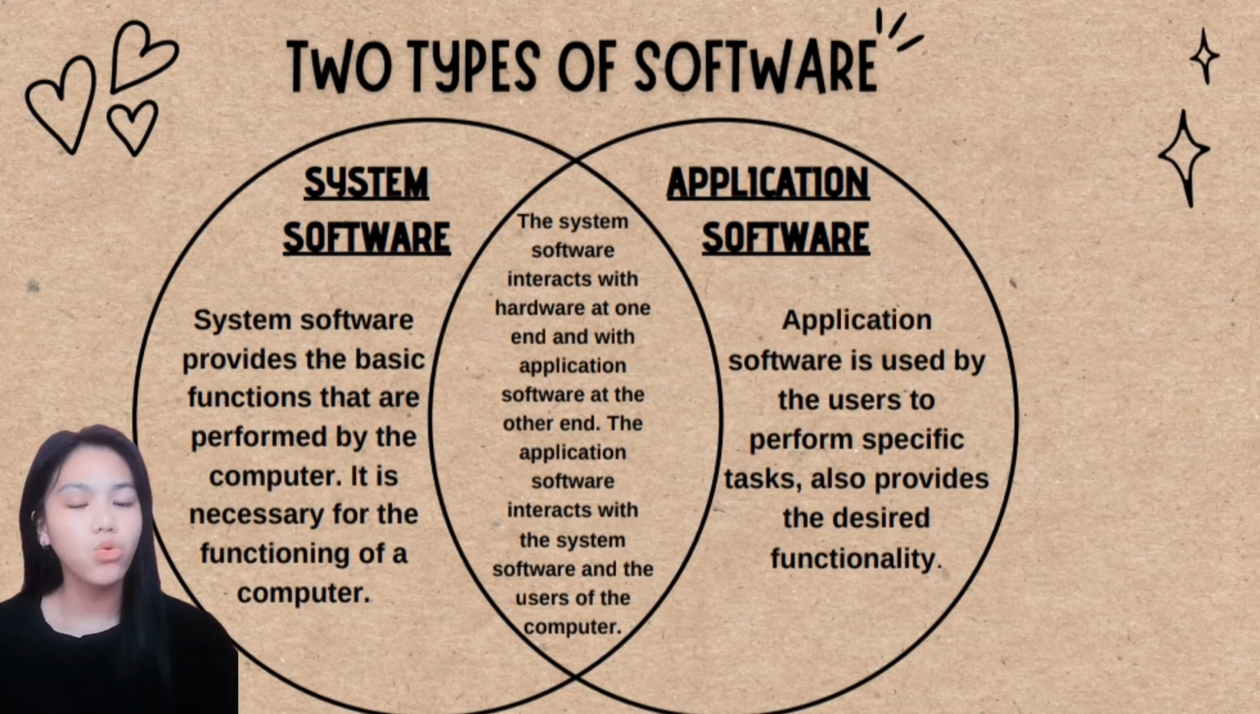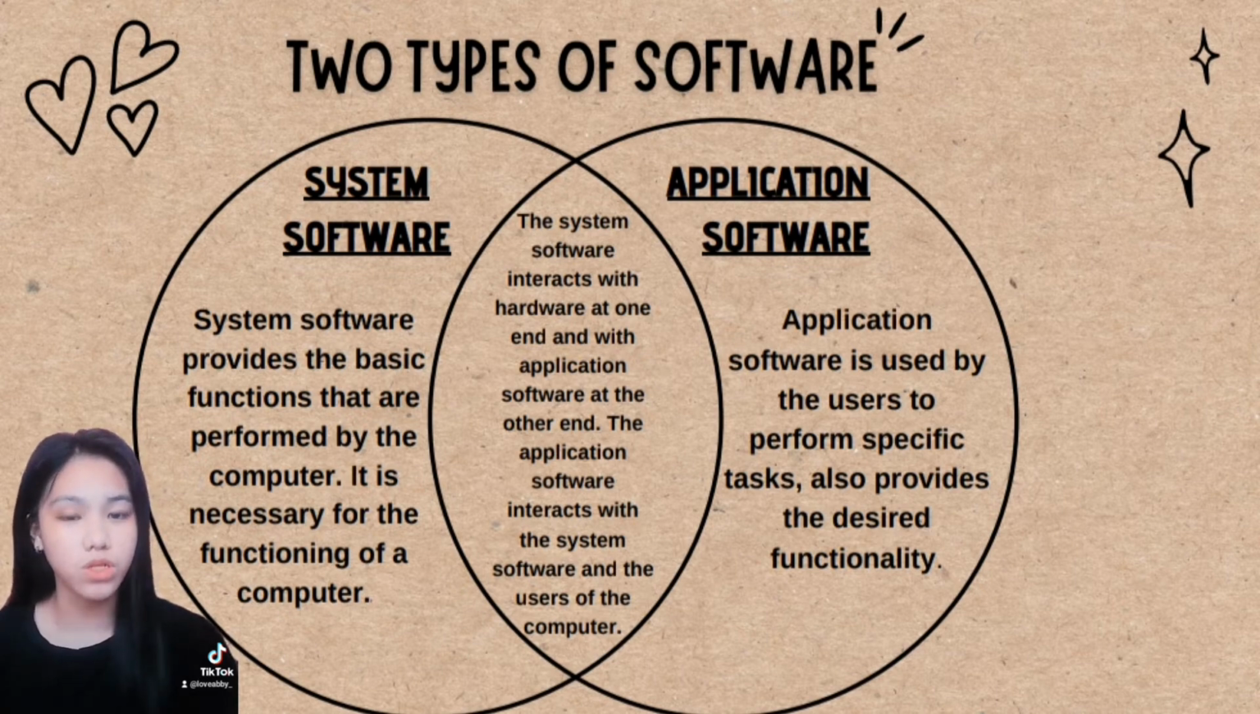Software types. Two main categories can be used to classify software. First is system software and the second one is application software. The fundamental operations carried out by the computer are provided by system software. It is required for a computer to operate. Users employ application software to carry out particular tasks. For a particular task, the user can select the suitable application program that offers the required capabilities. The system software interacts with hardware at one end and with application software at the other end, while the application software interacts with the system software and the users of the computer.